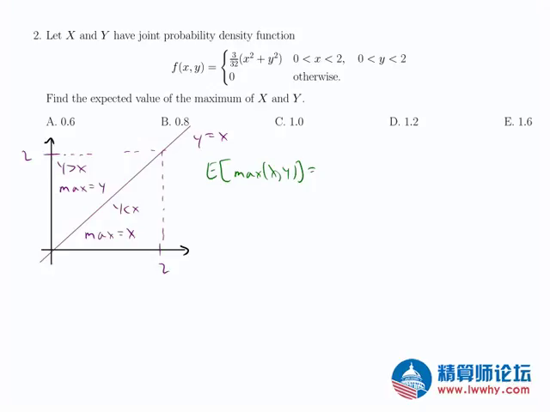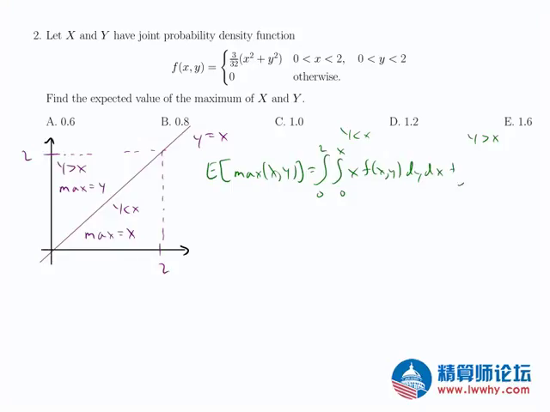One case is going to be the y less than x case, and the other case I'm going to have is when y is greater than x. When y is less than x, that's my bottom triangle. So x ranges from 0 to 2, y ranges from 0 up to x, and my maximum in that situation is x. So I'm going to do x times the joint density f of xy, integrating this dy dx.